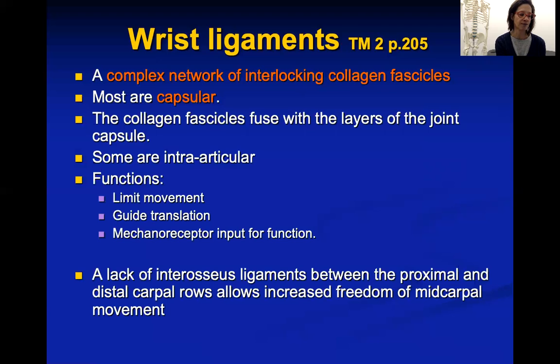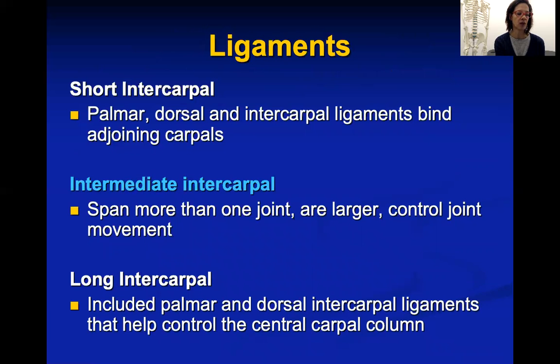And also we have mechano input for function. A lack of interosseous ligaments between the proximal and distal rows allows increased freedom of midcarpal movement. And like we said, the midcarpal movement is greater than the radiocarpal. We have the short intercarpal, the intermediate intercarpal, and the long intercarpals. Palmar and dorsal for both the short and the long. And the intermediate intercarpals may span one joint or more, and they control the joint movement.